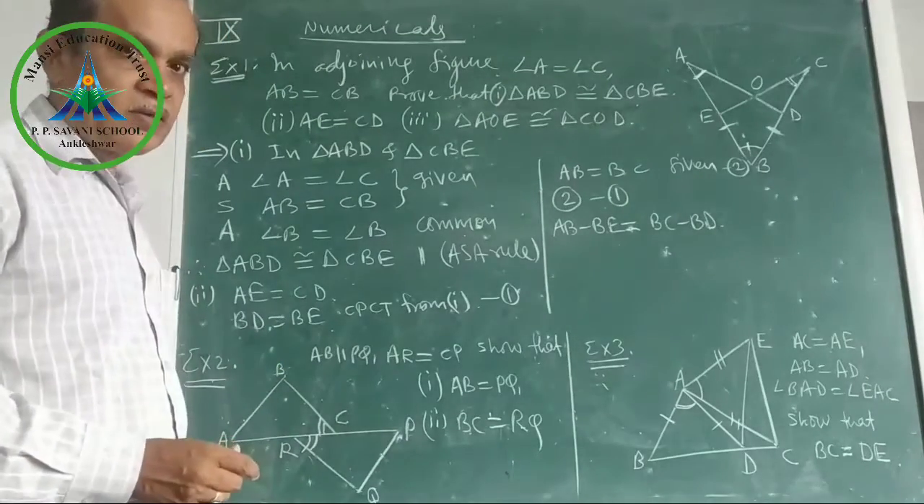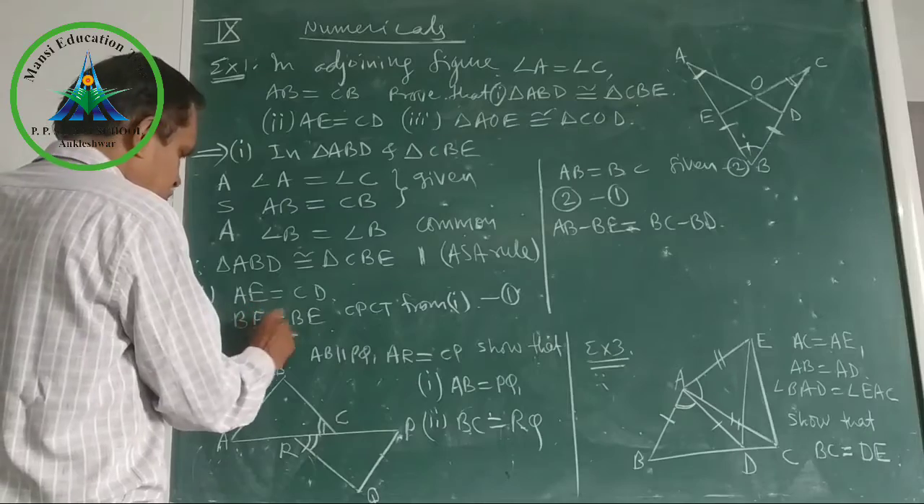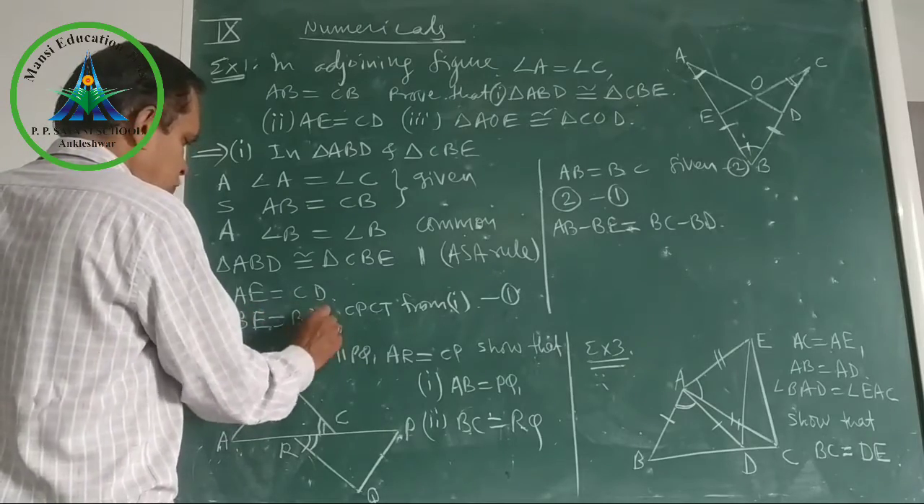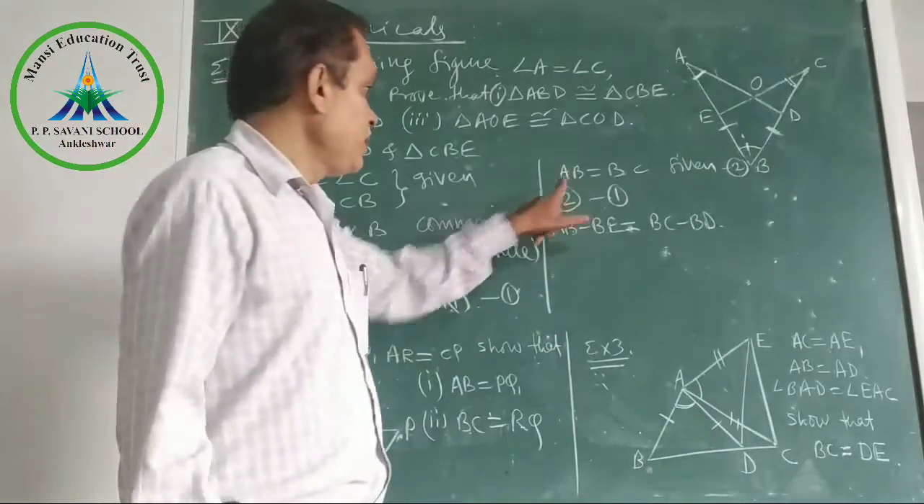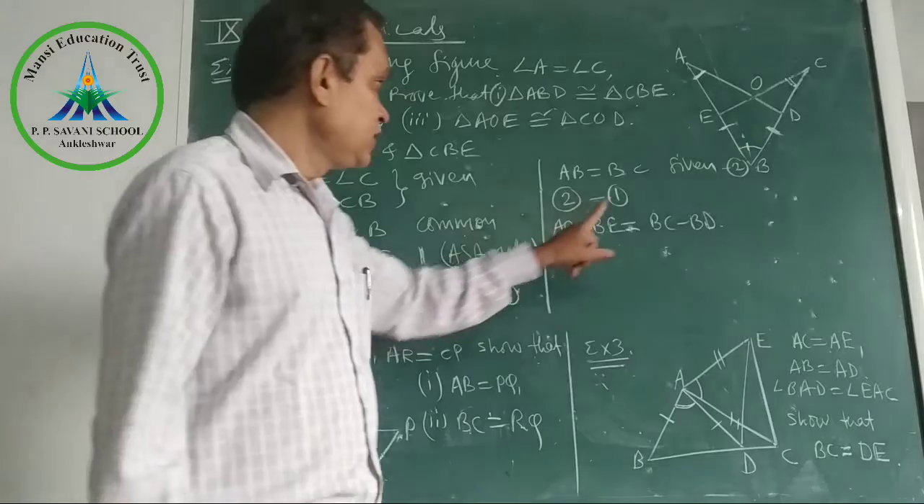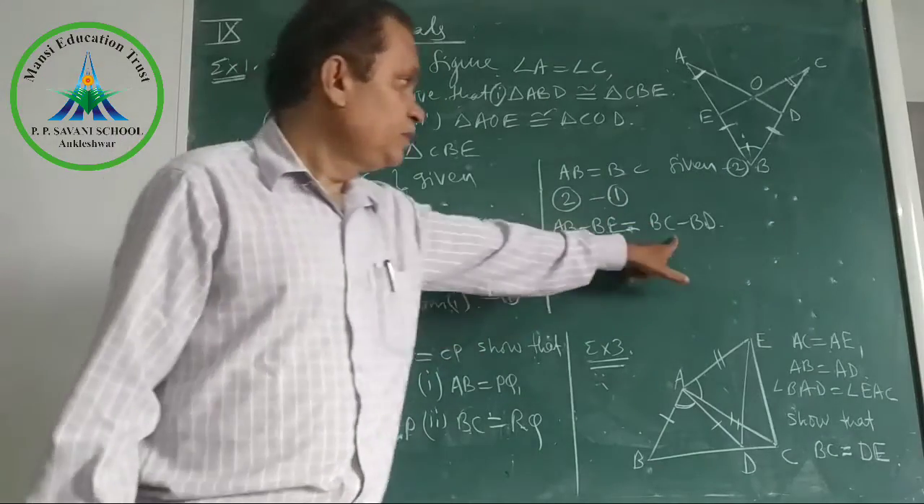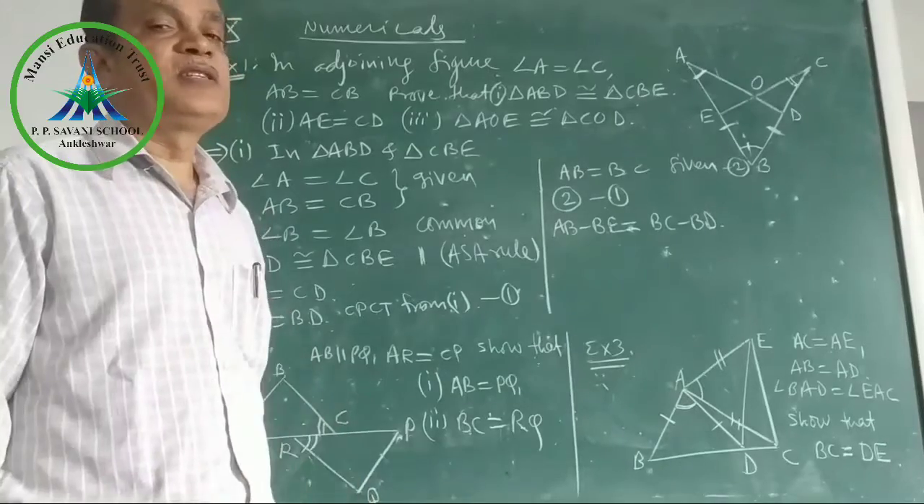We can subtract. For more convenience, we will write this BE equal to BD, so that students don't get confused. How to do this? AB minus BD, BC minus BD. So for appearance, it also appears correct.